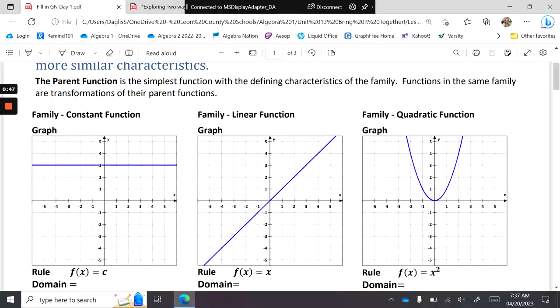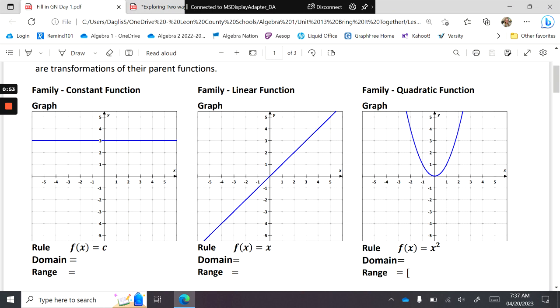Okay, the first family is called a constant function. What do you notice about it? All lines are straight. That one's kind of curved. I forgot. So it's flat. It is a flat line. There is no slope, right? There is no rise. There is no run. So it is a line, but it is a flat line, which means it's equal to just a number.